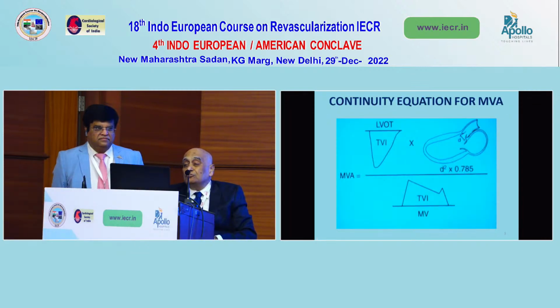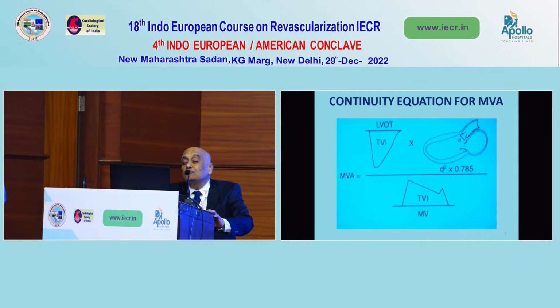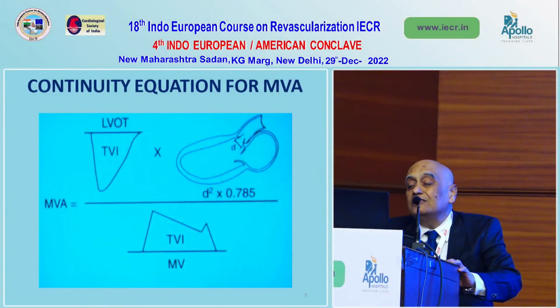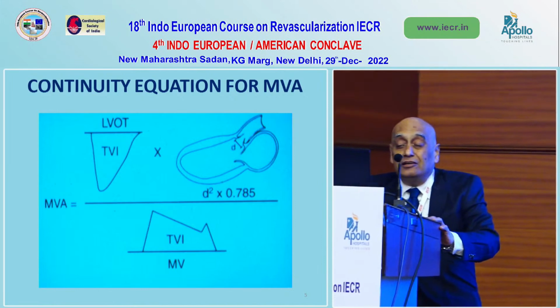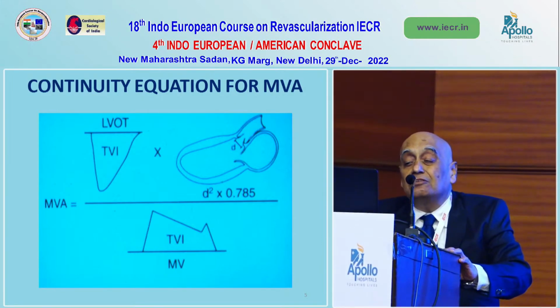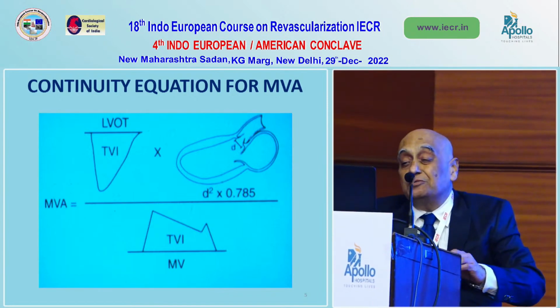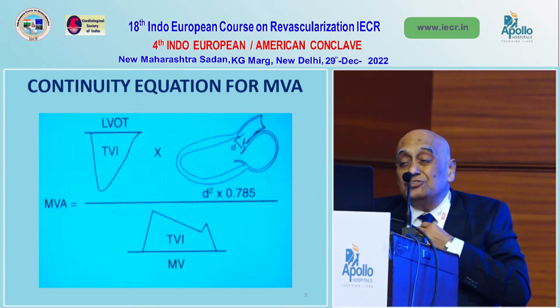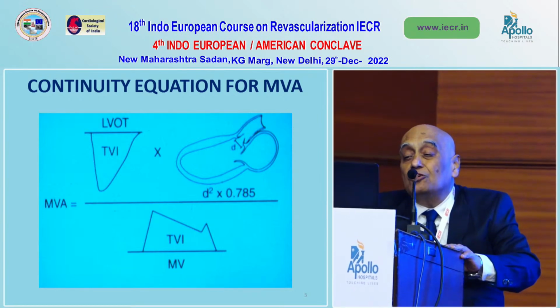Now there is another method to calculate the mitral valve area by the continuity equation. So what you do is you take the LVOT diameter in the parasternal long axis view, and 0.785 d squared gives you the cross-sectional area, which you multiply by the LVOT VTI, and that gives you the stroke volume. The stroke volume divided by the VTI across the mitral valve itself gives you the mitral valve area in centimeters squared. And this is useful especially in those patients who do not have significant mitral regurgitation.